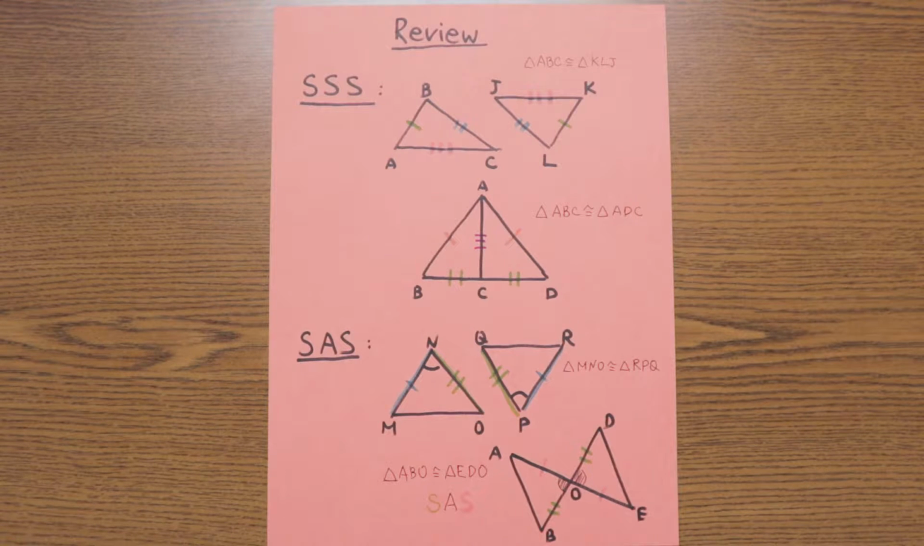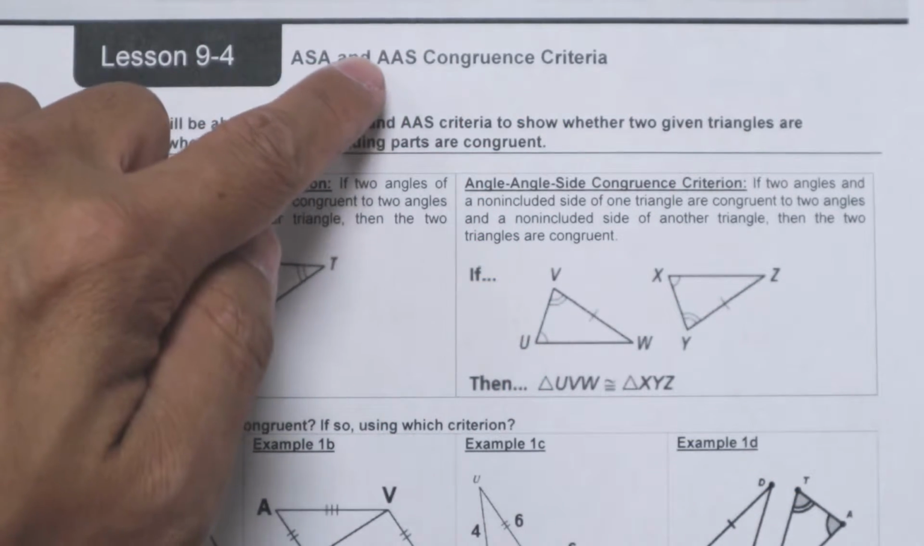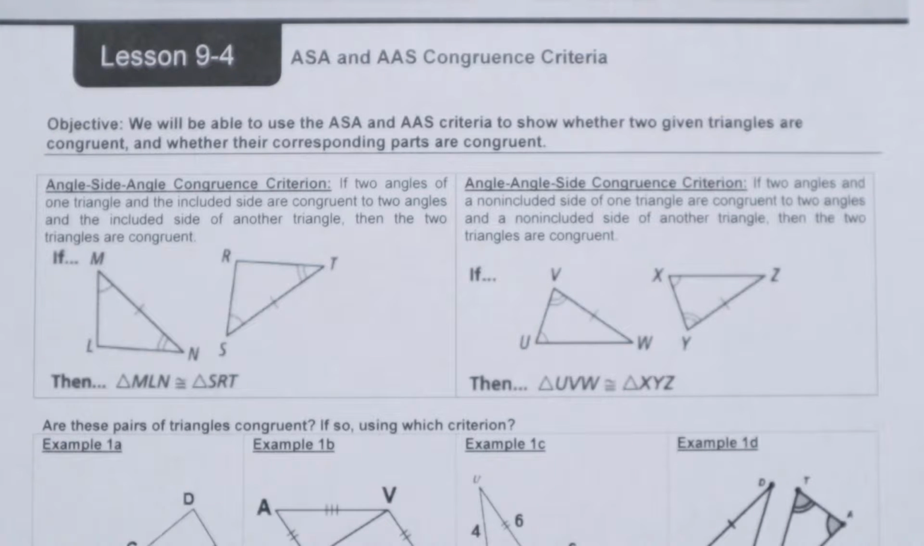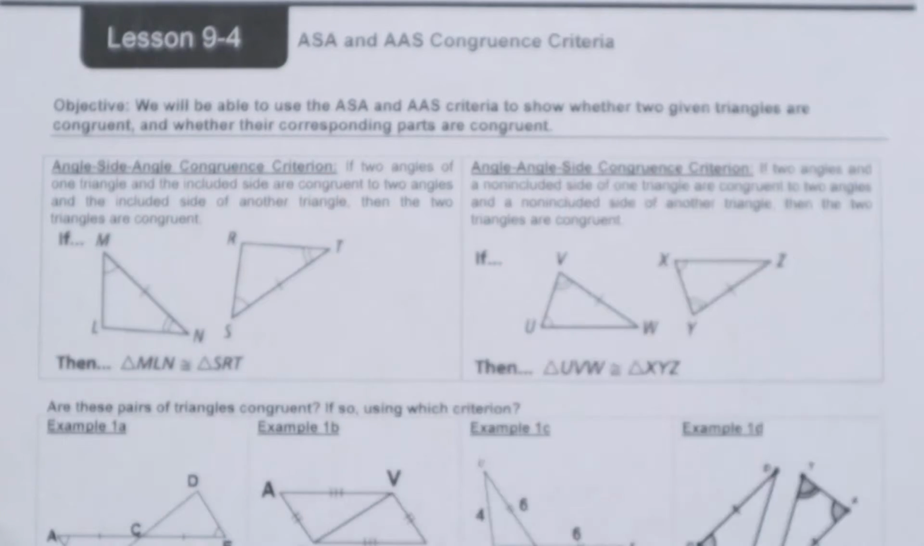Well, once you have learned and reviewed these two criteria, we're going to lesson 9-4, where you're going to learn 3 more congruence criteria. In lesson 9-4, the title is called ASA and AAS congruence criteria. Well, let's take a look at the first criterion in this lesson. The first criterion is called the angle side angle congruence criterion.